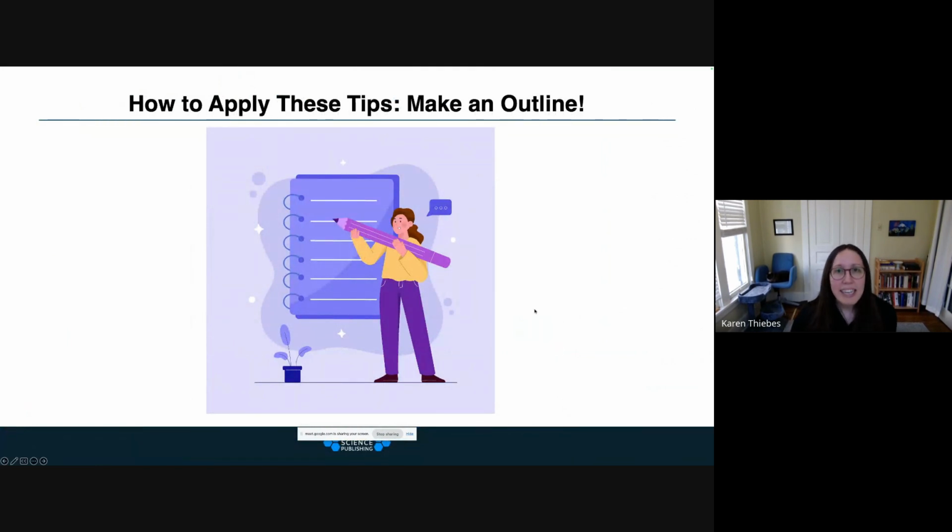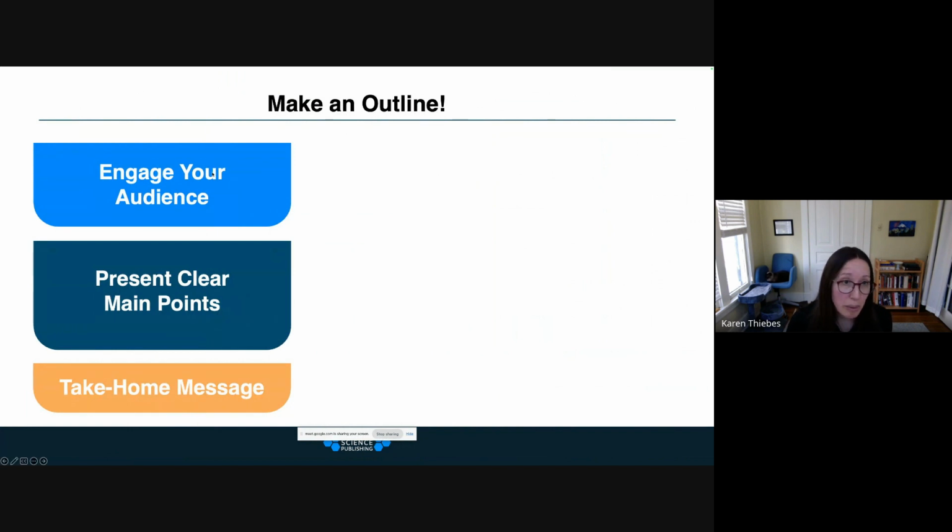So this next bit is, I went through the tips, and now I want to go through my favorite way to apply these tips, which is truly to get out a pen, get out the paper, and do the old-fashioned make an outline. If you think about all the little tips and tricks I talked about in those previous slides, an easy way to apply those is to get your piece of paper, have your engage your audience section of the paper, present clear main points part of your paper, and the take-home message part of your paper.